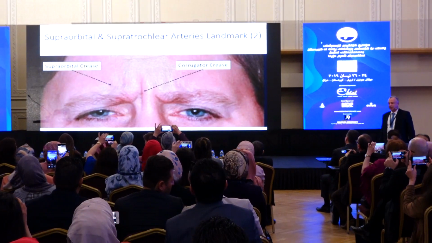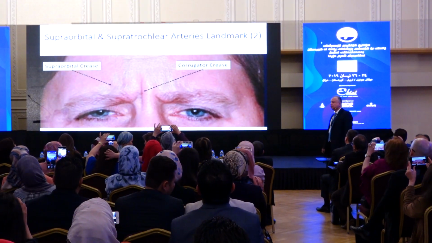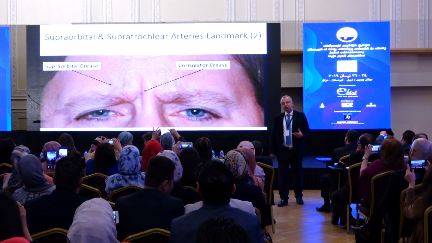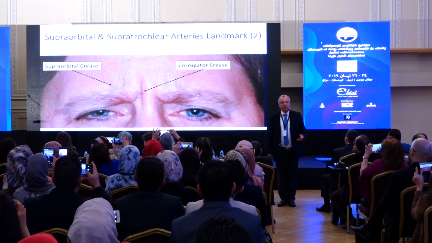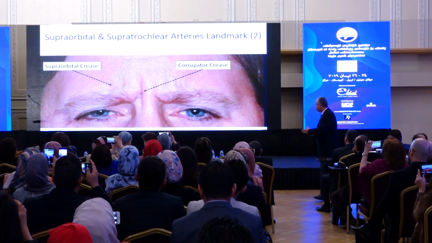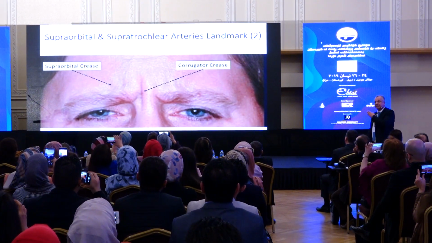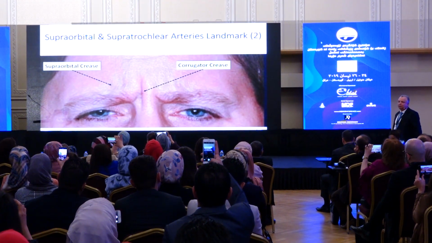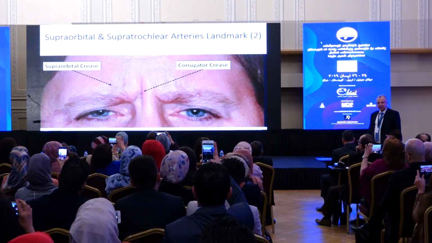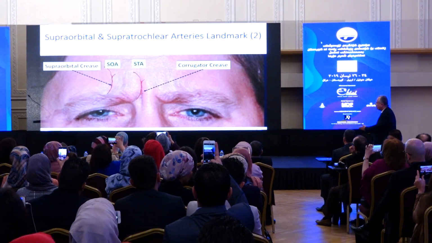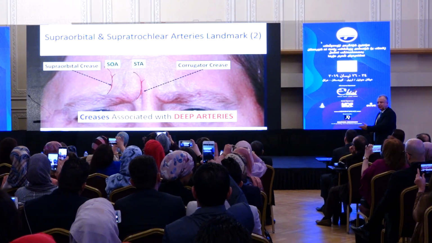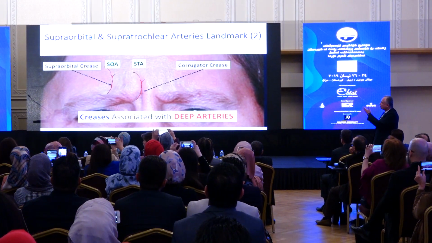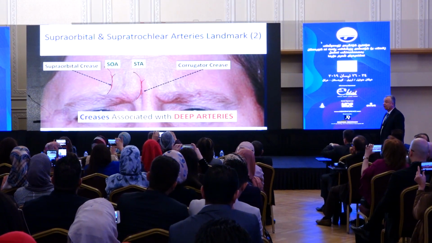Just ask the patient to frown. The same as you do for evaluation of the corrugator muscle before botulinum toxin injection, you ask the patient to frown. When the patient frowns, you will find what's called the corrugator crease medially, and laterally we have a dimple. And this dimple is called the supraorbital crease. Simply, at the corrugator crease we have the supratrochlear vessels, and at the supraorbital crease we have the supraorbital artery.